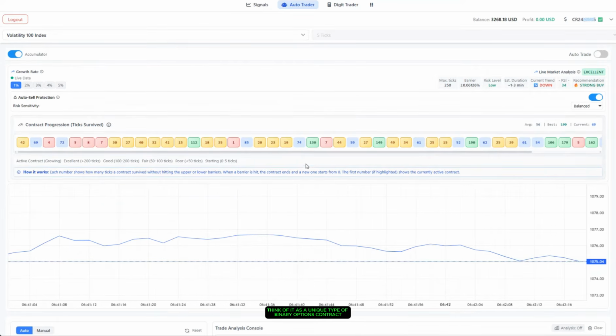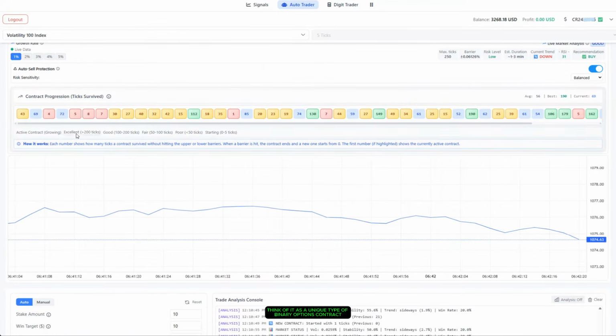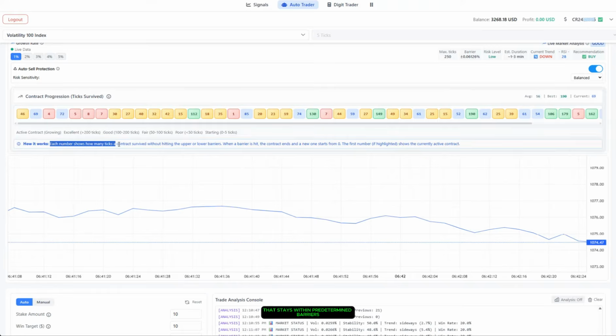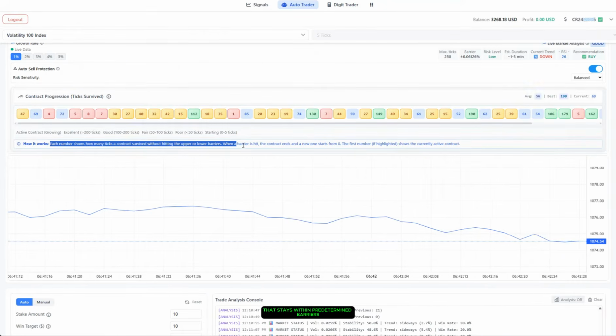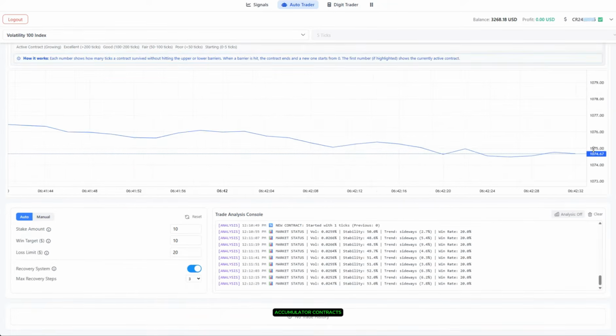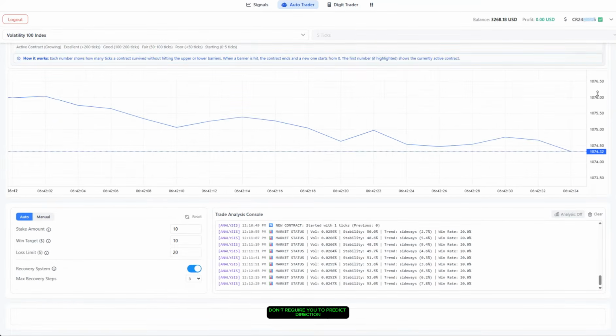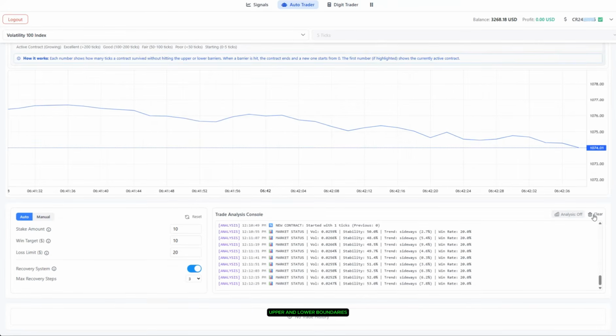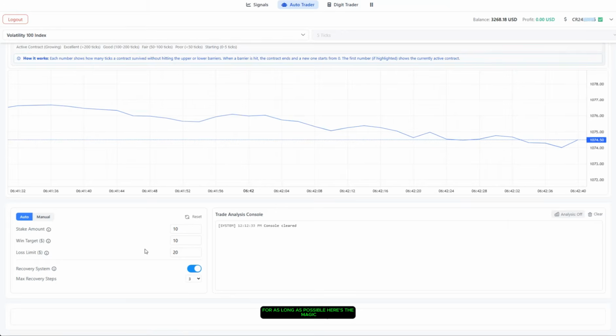Think of it as a unique type of binary options contract where your profits literally accumulate or grow with each tick that stays within predetermined barriers. Unlike traditional rise and fall trades, accumulator contracts don't require you to predict direction. Instead, you're betting that the market price will stay within specific upper and lower boundaries for as long as possible.